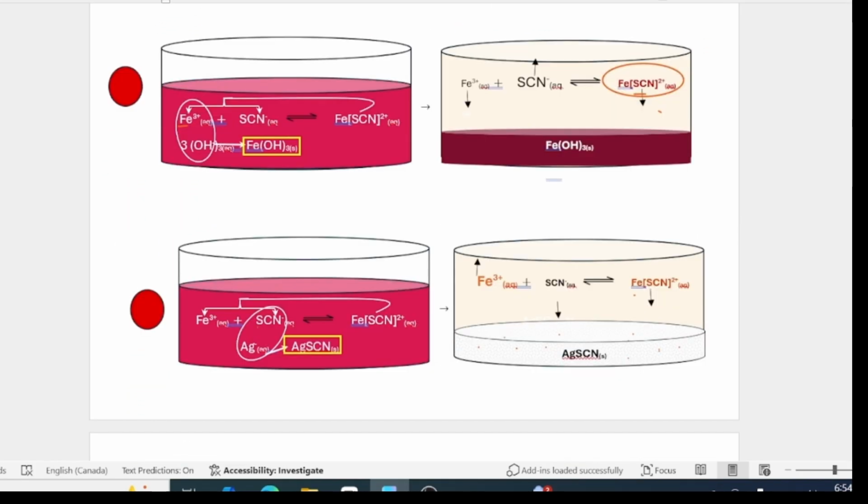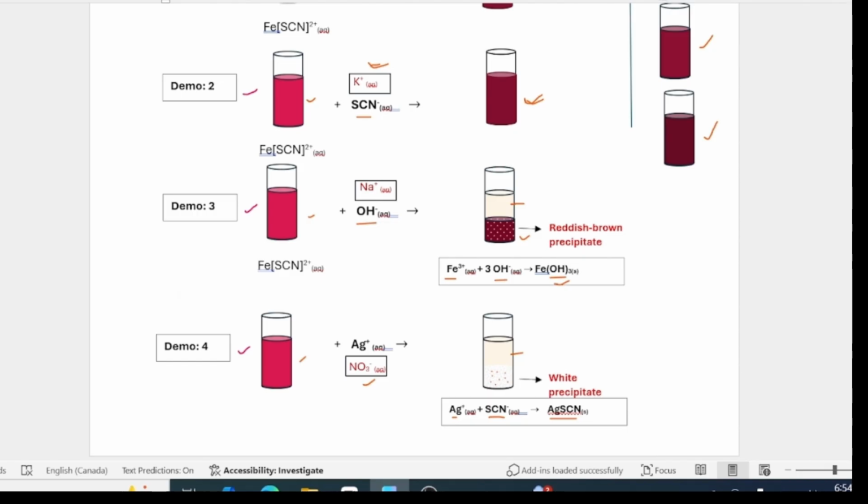In this third demo, we added sodium hydroxide to the solution. As depicted in this diagram, effectively it is the OH ions that produce the change, because these are spectator ions and they are not involved in the reaction. The observation was that a reddish-brown precipitate of iron 3 hydroxide was formed and the solution turned lighter. This equation shows how iron 3 ions are combining with hydroxide ions to form a precipitate of iron 3 hydroxide.